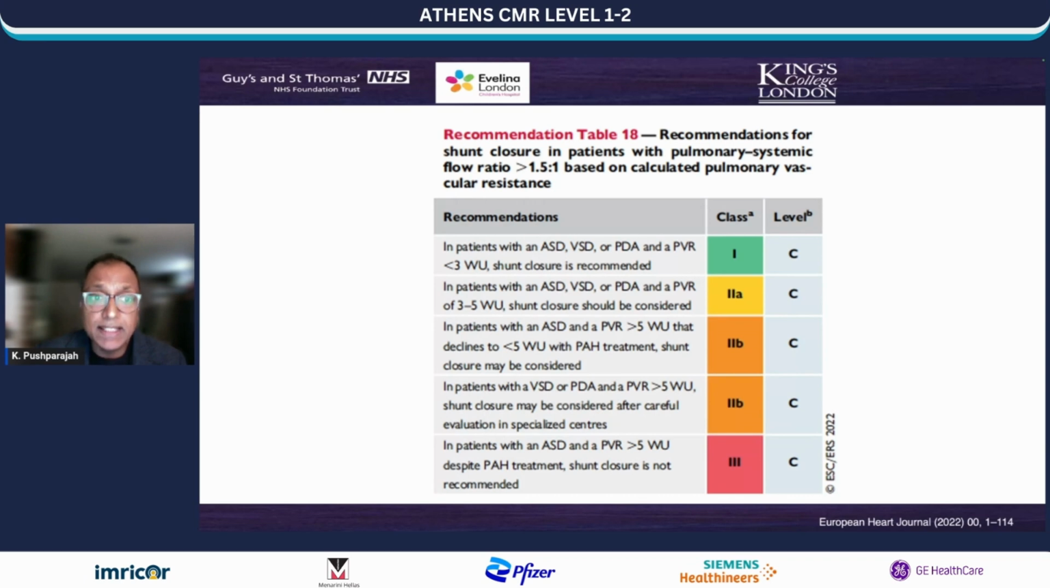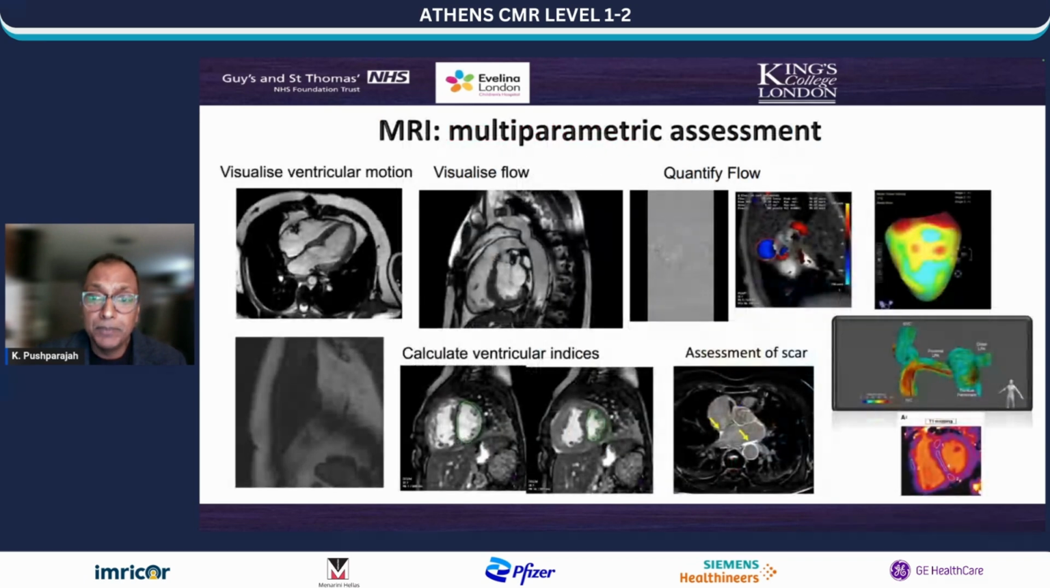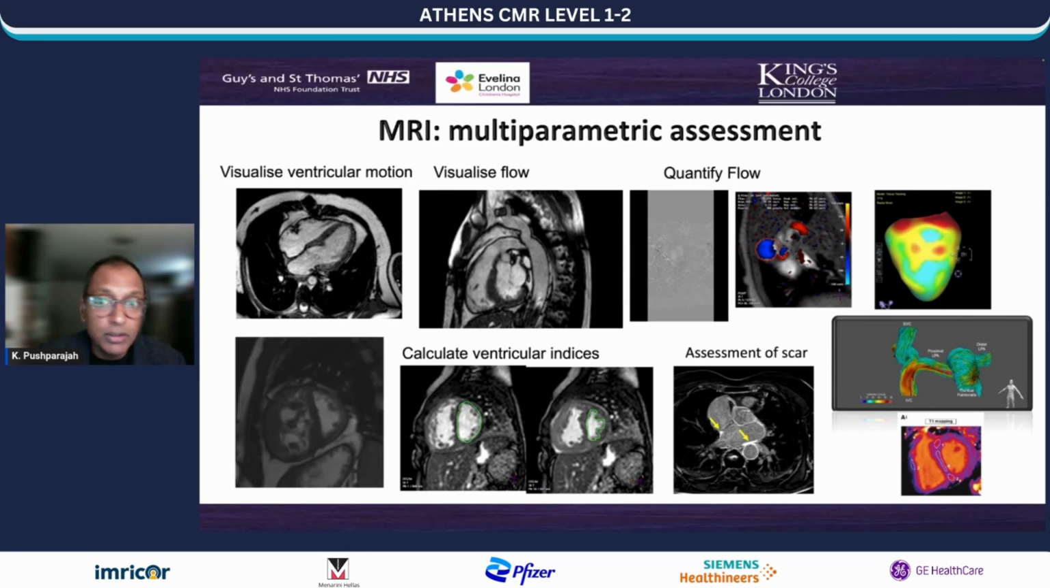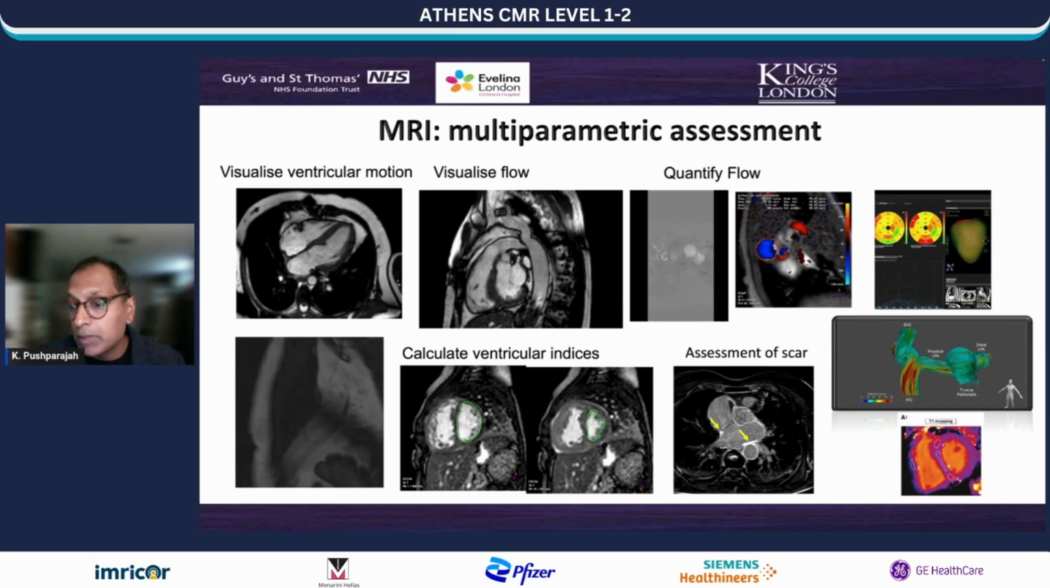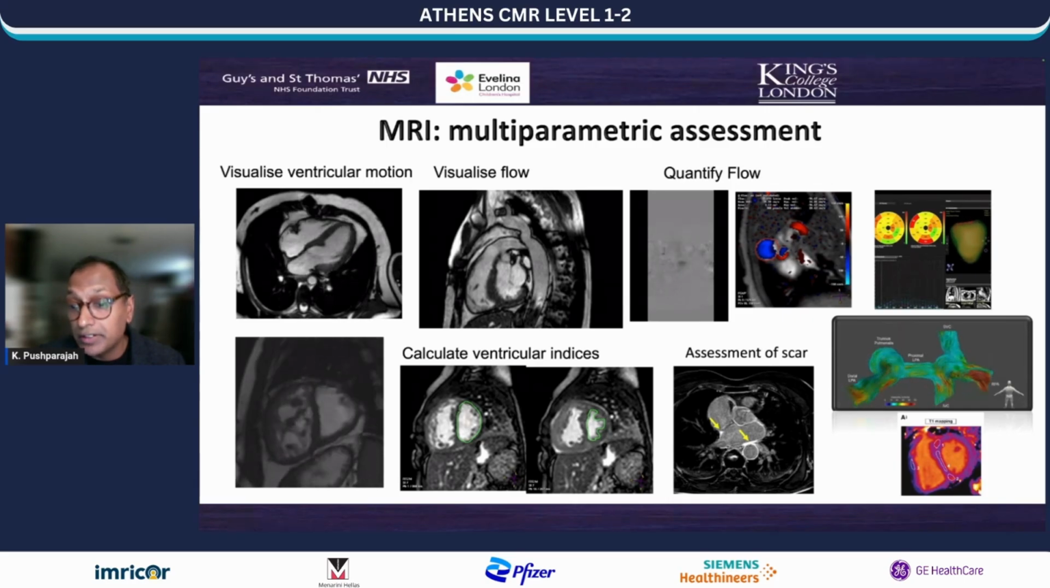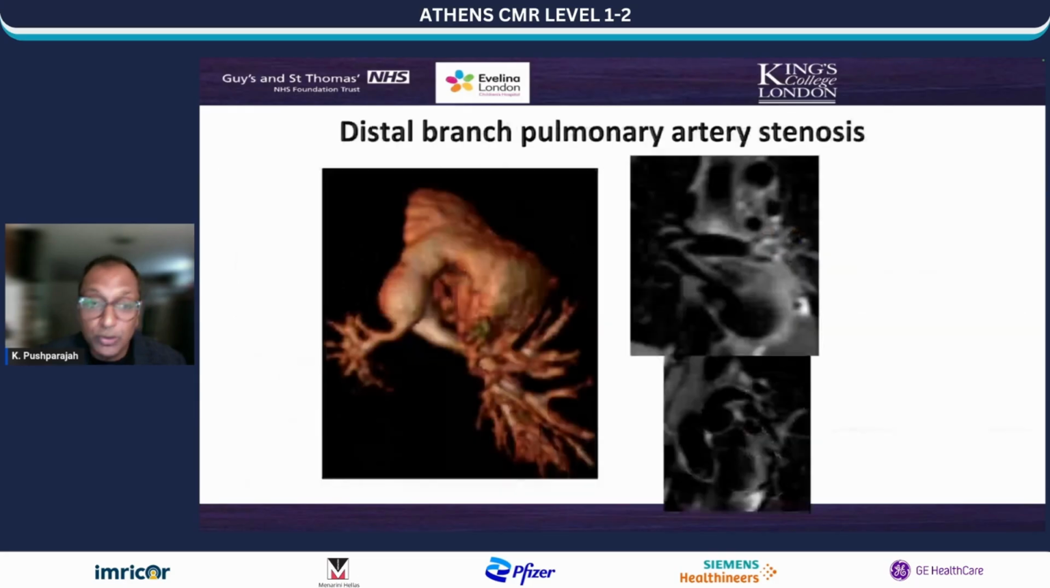But really, if you've got a high shunt, you can have a repair. Of course, by MR, you can see that there are multiple things that you can do with CMR, and you do your ventricular volumetrics, you look at flow, you can assess scar, you can look at flow dynamics, and also you can do tissue characterization, like we've mentioned before. And things like 4D flow give you some really useful insight, which I will show you.